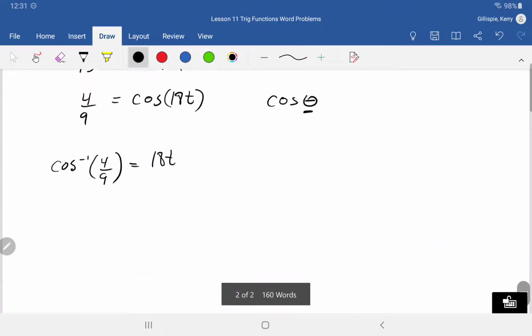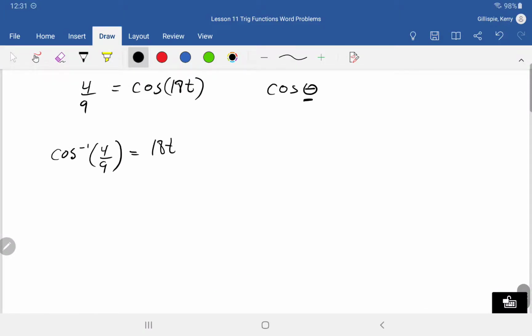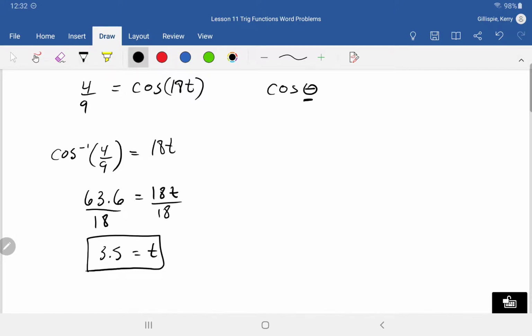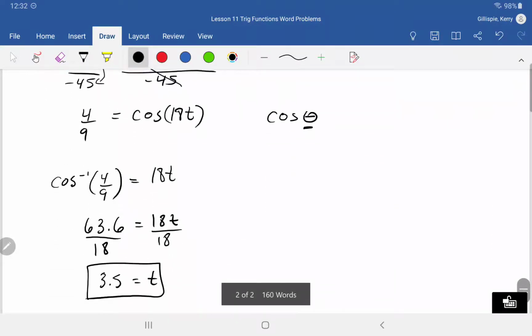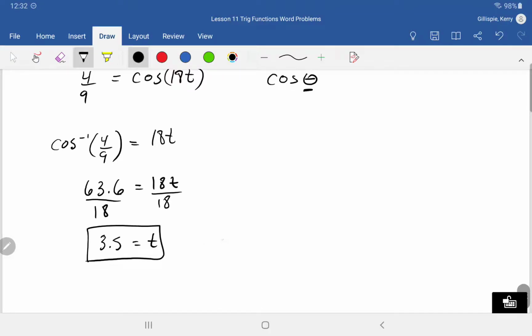So cos inverse of 4/9 is 63.6. And then we still have the 18 in front, so we're going to divide both sides by 18 now. And you get 3.5. So this rider is at a height of 30 at 3.5 seconds.